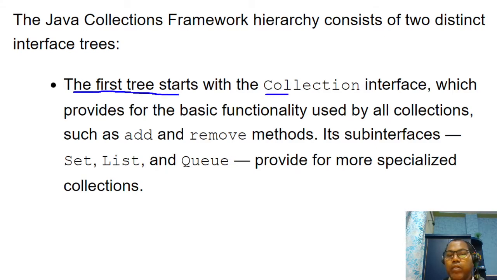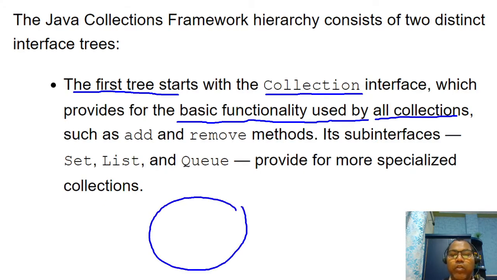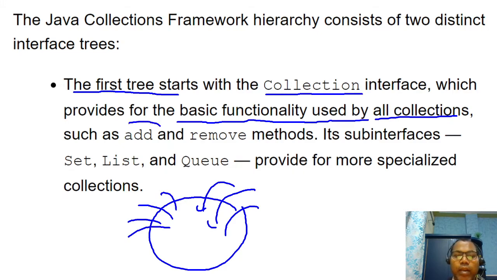We first started with the collections. The collection is an interface which provides the basic functionality used by all the collections. Whenever we have a collection, at first the collection is blank. We have to add elements. In any kind of collection, maybe list, maybe set, maybe queue, maybe deque, you have to first add the object. So the common method like add is defined inside the collection interface, like the remove method defined inside the collection. After that, there are specific use cases. This collection interface is divided into sub-interfaces, like we have discussed: set, list, queue, and deque.